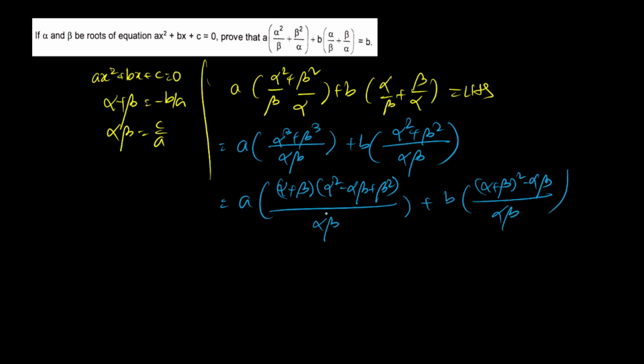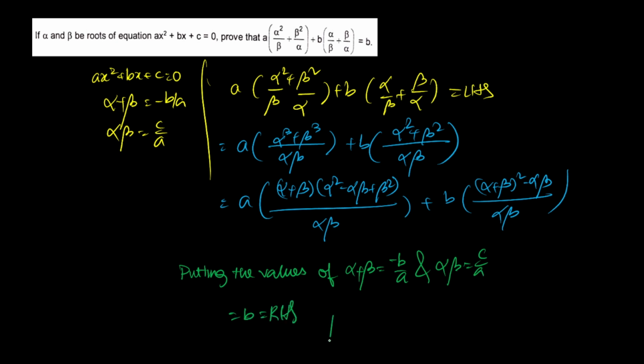Now what we'll do is, putting the values of alpha plus beta equal to minus b by a and alpha beta equal to c by a, we will get the value as b, which is equal to RHS, hence proved.